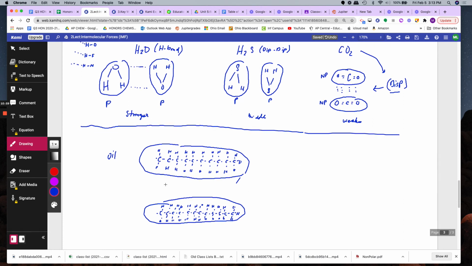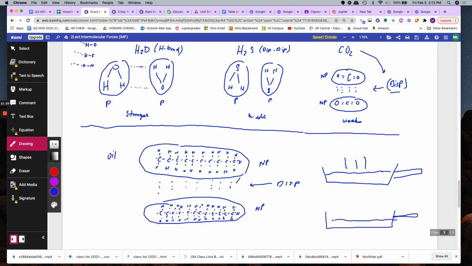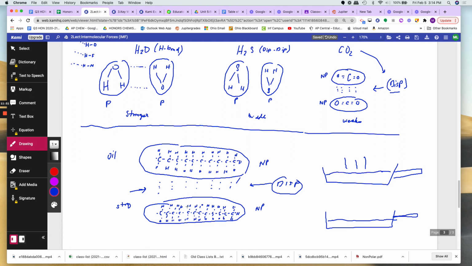Okay? Let's think about oil. This is made of carbon and hydrogen. Similar electronegativity, nonpolar, nonpolar. The force between them is dispersion. Okay, so when you get a pan and fill it up with water, the water boils, right? You take a pan and you fill it up with oil, the oil is not boiling, which means this dispersion force is stronger than this hydrogen bonding, right? Because the oil's not gonna boil away. The reason this dispersion force is strong is because oil is a lot bigger molecule than water is.